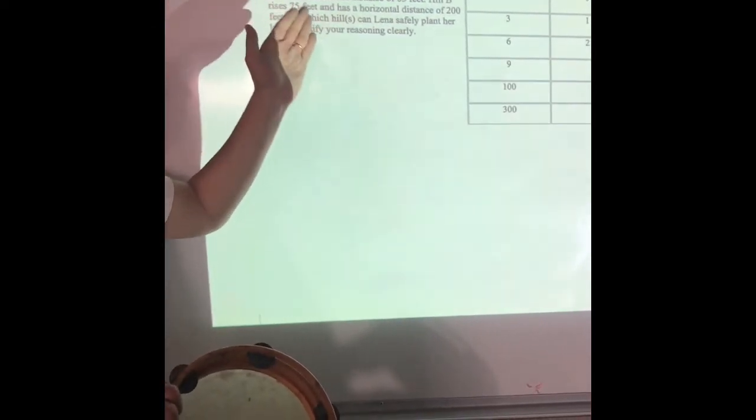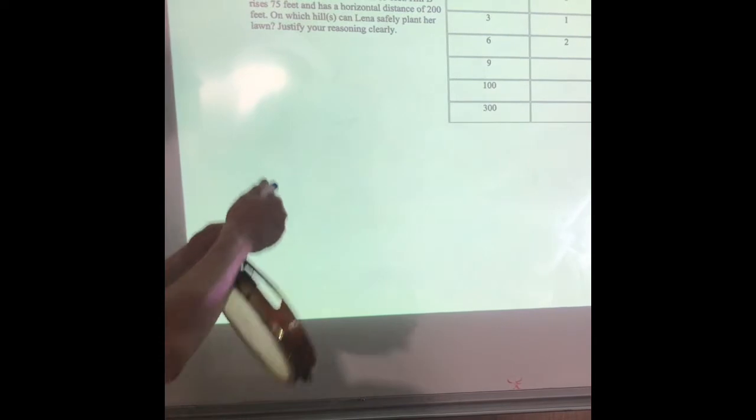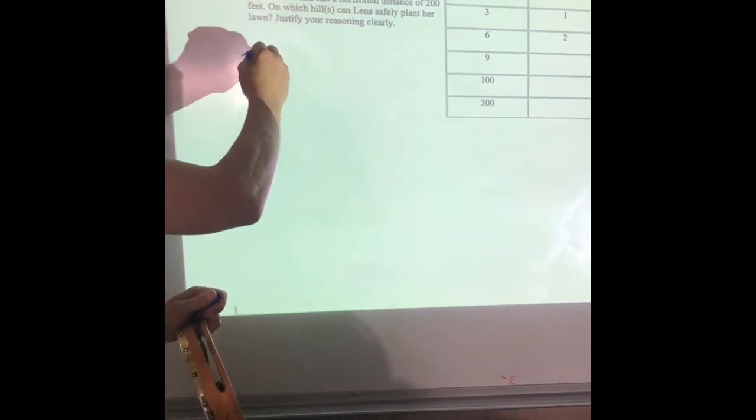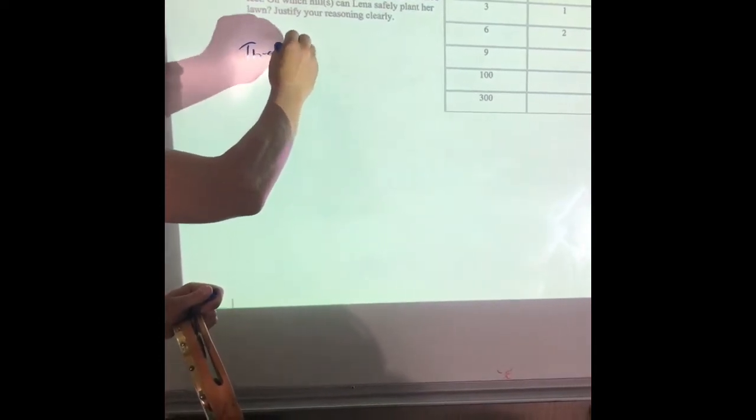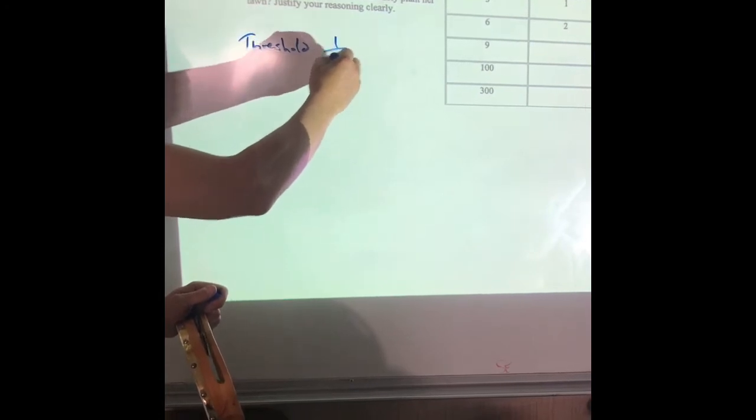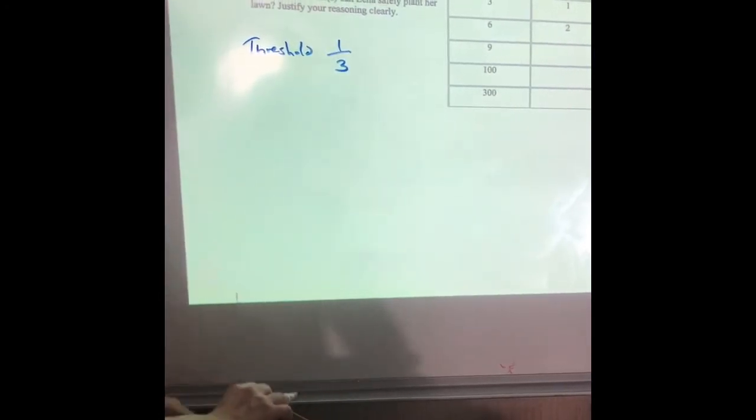So this right here tells you that we're running a lawnmower on a hill with a slope ratio steeper than 1/3. So you have to write down threshold, all right, threshold 1/3. That's the easiest one.